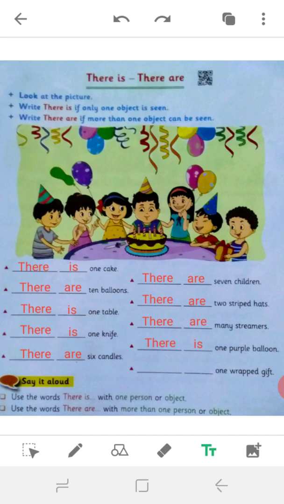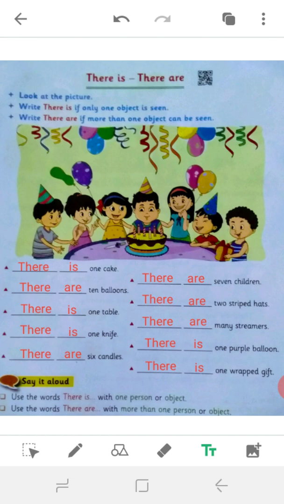Look at the picture. How many wrapped gifts are on the table? Yes, in the boy's hand. Only one. Okay. So, when there is only one object, we use there is. So, we will write there is in this blank. Read the sentence. There is one wrapped gift. Okay. Next line. Say it aloud.